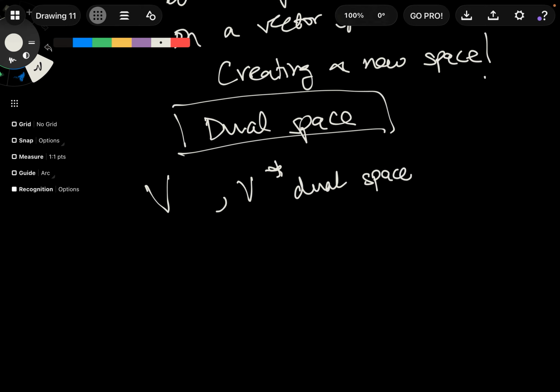Right, let's move on. Okay, so there's something really interesting about this. In finite dimensions, vectors and linear functionals are very deeply related. In fact, every linear functional can be written as a dot product with some vector.